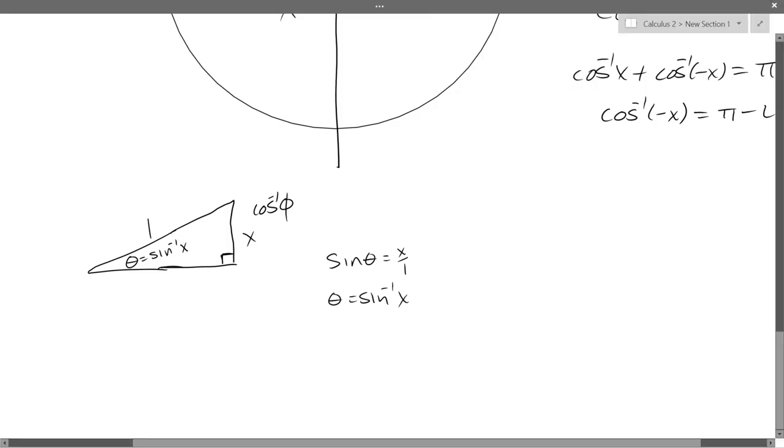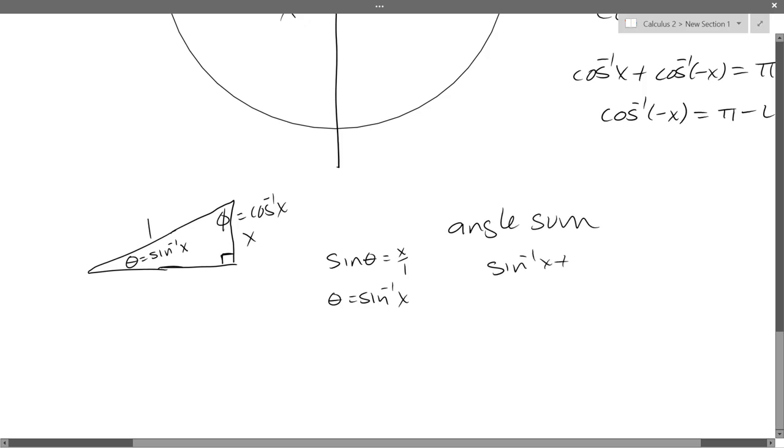Phi equals cos inverse x is what I want. Now from here, you can add up the two angles plus pi over 2, and you get pi. This is the angle sum property. The sum of the angles is 180 degrees, also known as pi. So if I add up all three angles, I get pi. This is from angle sum.